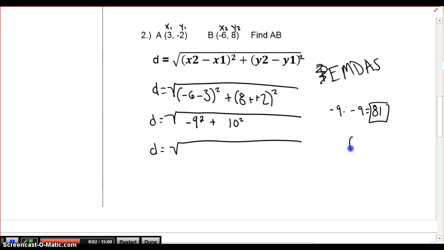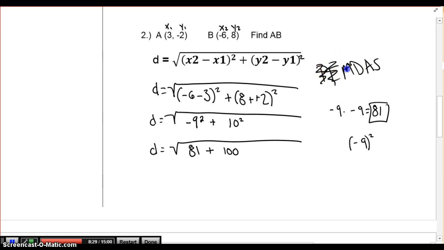I know some calculators you've got to actually plug in parentheses, -9, close parentheses, squared. So double check with what calculator you have. Ultimately, what I'm trying to say is that -9 squared is positive 81. Again, any number squared that's a negative is always going to be positive. So I got 81 plus 10 squared, that's normal, that's 100. So like last time, we're done with our exponent parts.